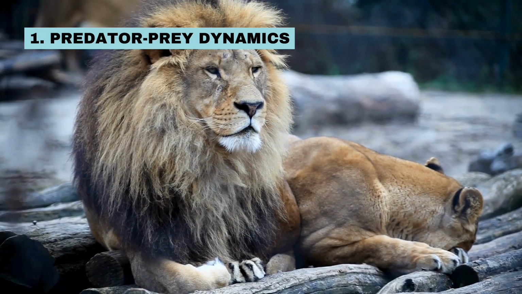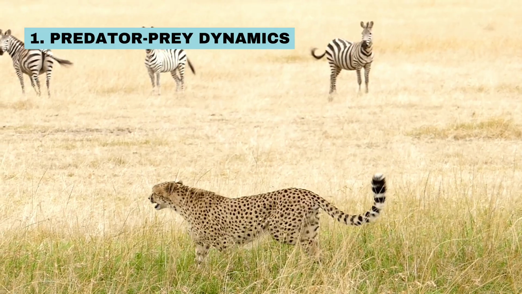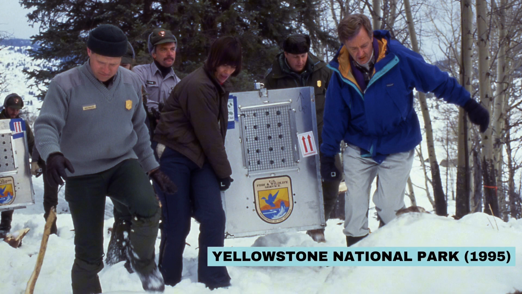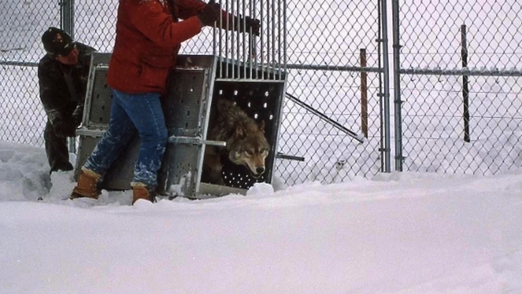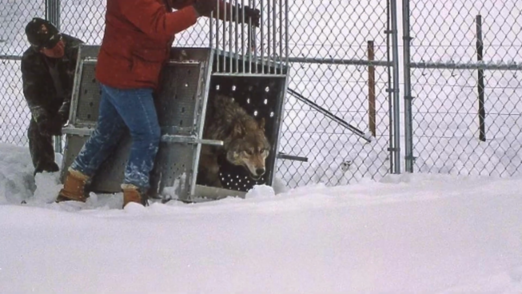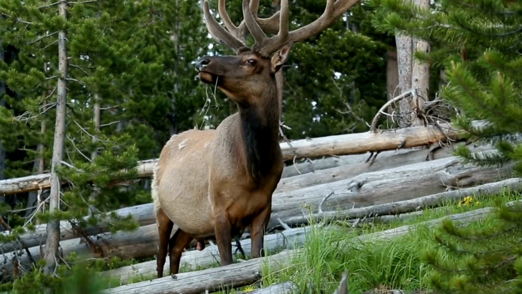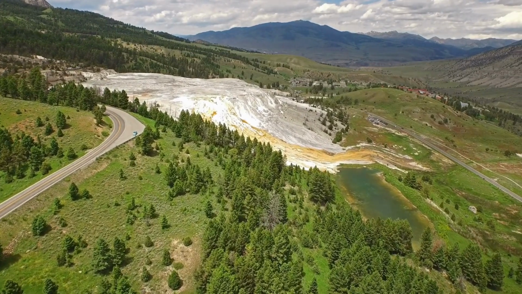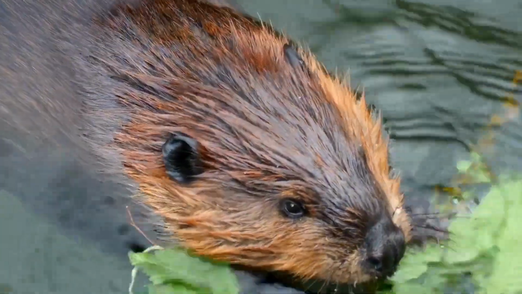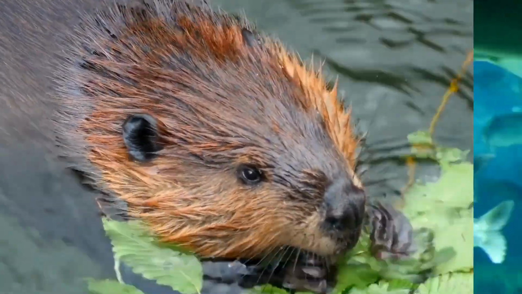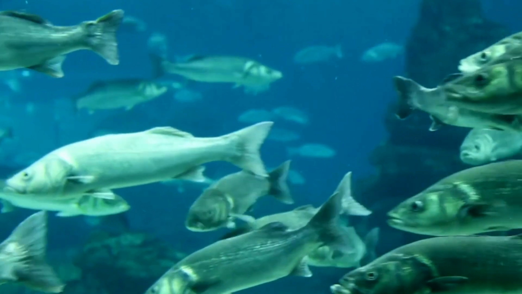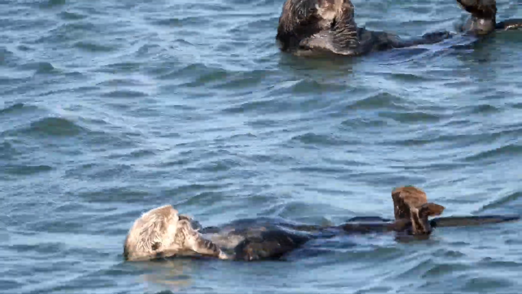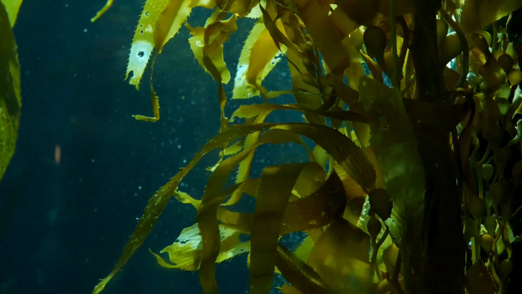Predators shape ecosystems not just by controlling prey numbers, but by influencing prey behavior and distribution. The reintroduction of wolves to Yellowstone National Park in 1995 triggered a cascade of ecological changes. Elk began avoiding certain areas, allowing willow and aspen to recover. This, in turn, provided habitat for beavers, whose dams created wetlands that benefited numerous other species. In marine environments, sea otters control sea urchin populations in kelp forests. Without otters, urchins can overgraze kelp, creating barren areas.